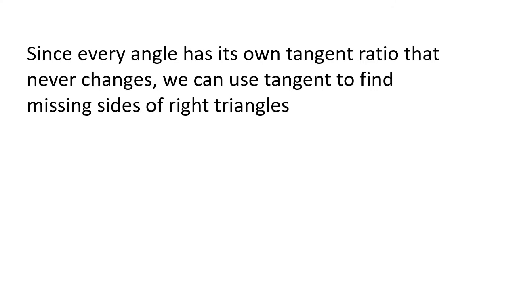The way we're able to do this hinges on the fact that every angle has its own tangent ratio that never changes. Because of this, we're able to use this to find missing sides of right triangles.